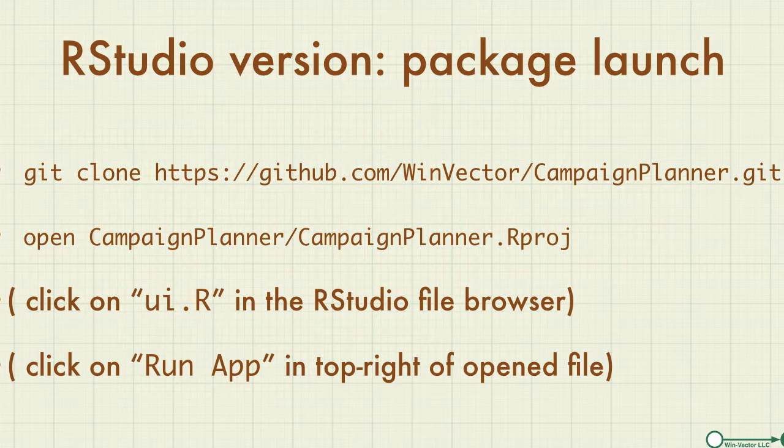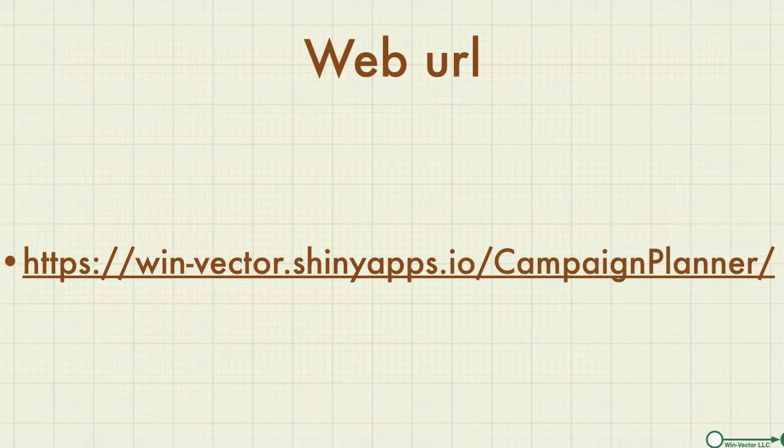Here I've shown how to do it at the command line with the open command on Mac OS X. However, you can also open this file by navigating to it with RStudio or sometimes by clicking on it with the File Explorer. Once you've opened the project, open the file ui.r, and then in the file browser of ui.r, you will now see a Run App button. Pressing this button will now run the application. For this demonstration, we're going to do things the easy way and just click on this URL.